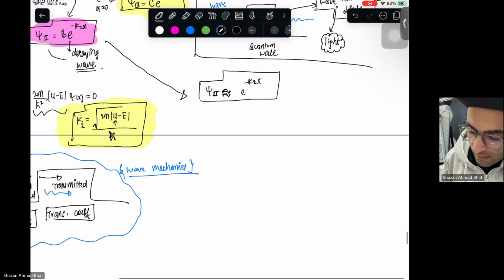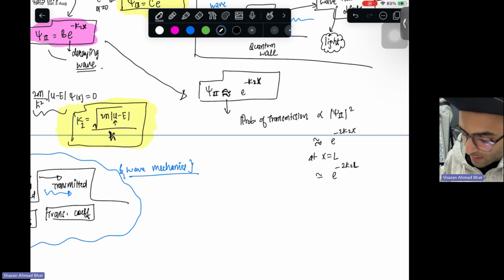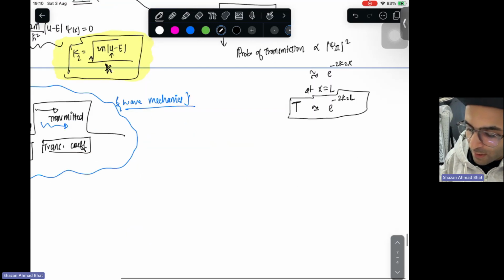Now, what we do is we convert it into probability. How? The probability of transmission of this electronic wave will be proportional to psi 2 square. So it will be approximately equivalent to e to the power minus 2 kappa 2 x. And at x equal to L, you get e to the power minus 2 kappa 2 L, which, let's call it T, the tunneling probability, is approximately given by e to the power minus 2 kappa 2 L.